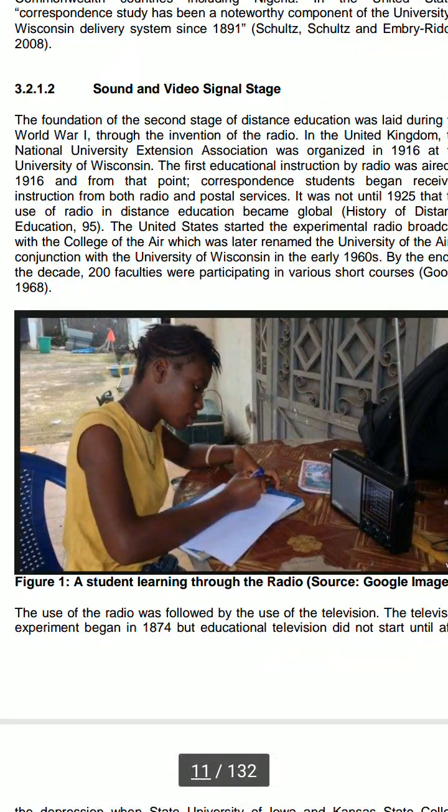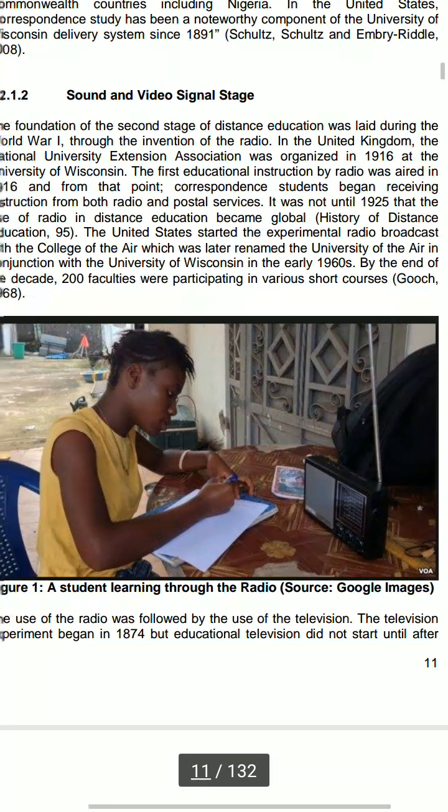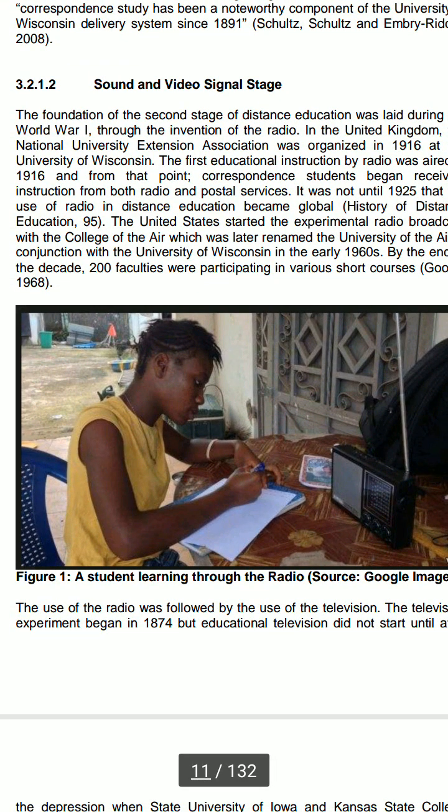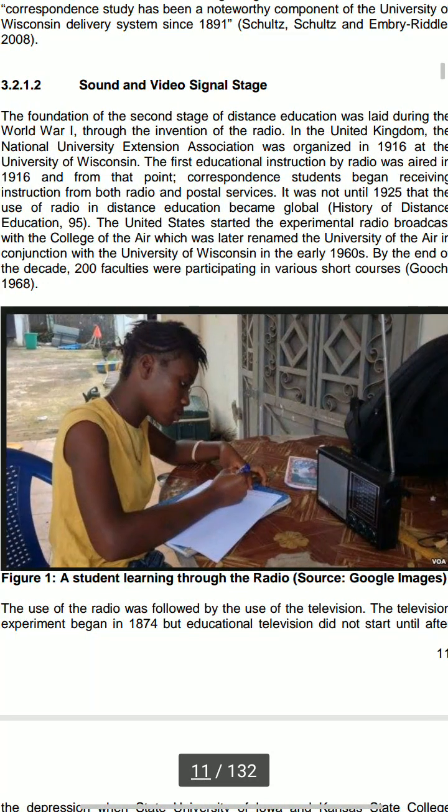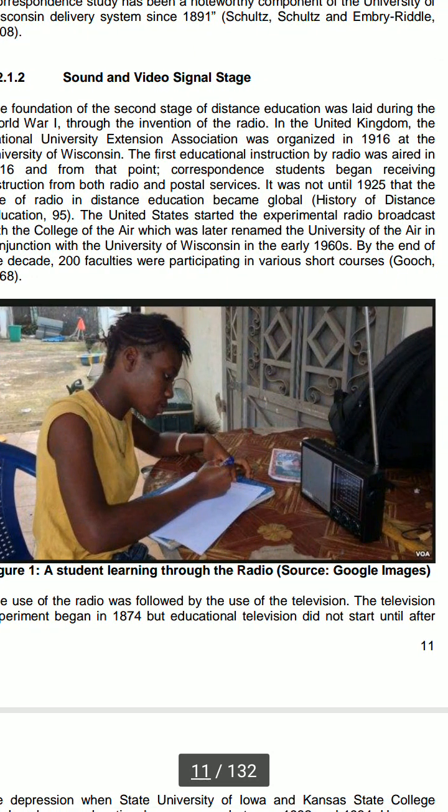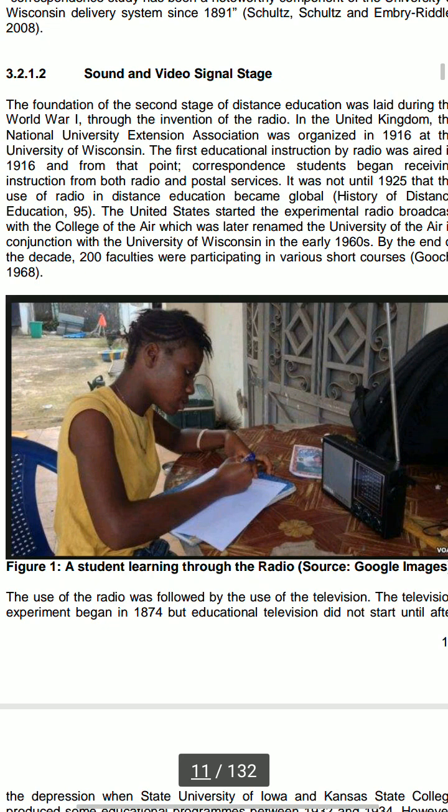Next, we have the sound and video signal stage. The foundation of the second stage of distance education was laid during World War I through the invention of radio in the United Kingdom. Hence, the sound and video signal stage talks about radio and postal services that help to transfer communication from one person to another.